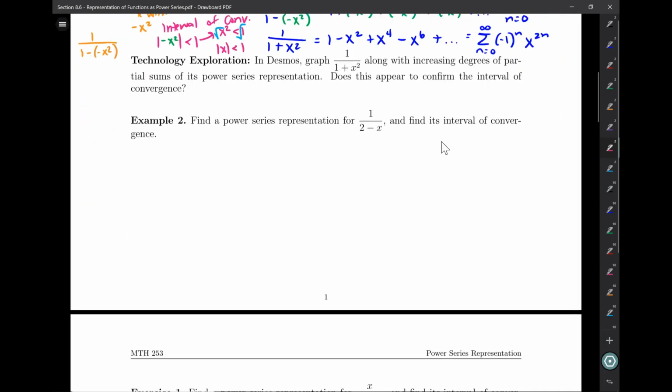Okay, so moving forward, let's take a look at some more examples here. Let's find a power series representation for 1 over 2 minus x. And then again, we're going to find the interval of convergence.